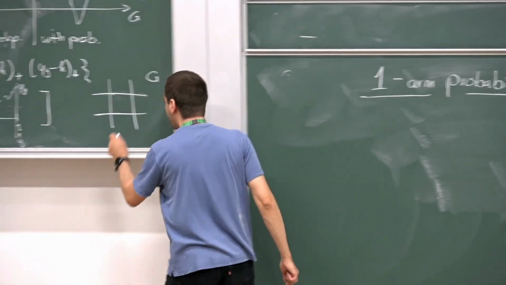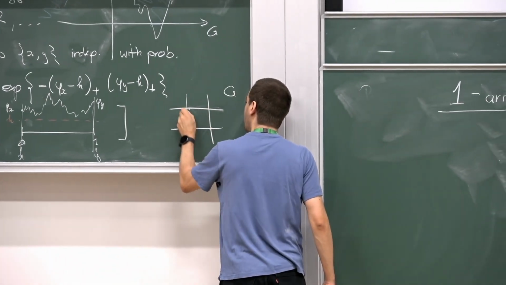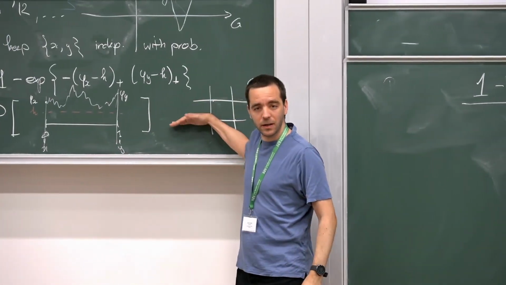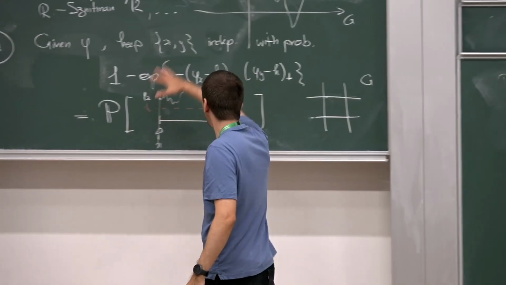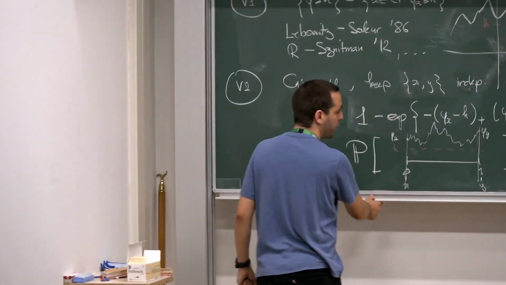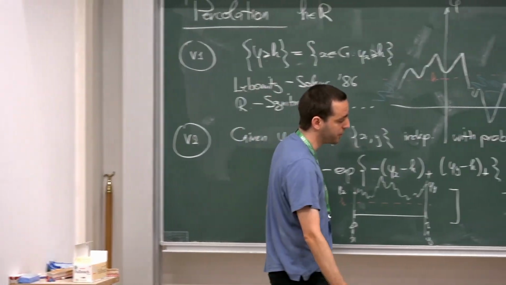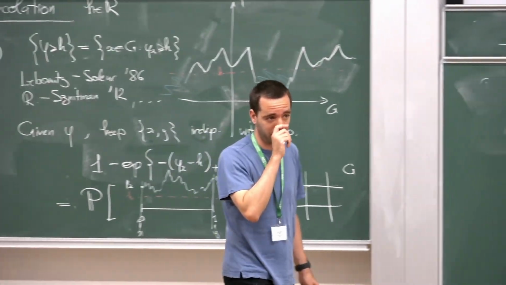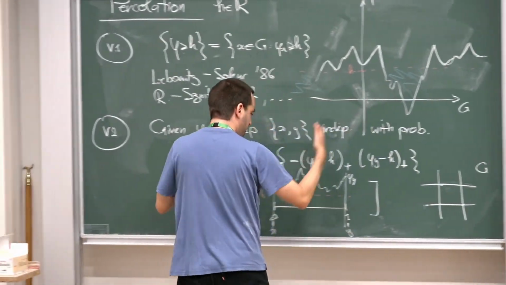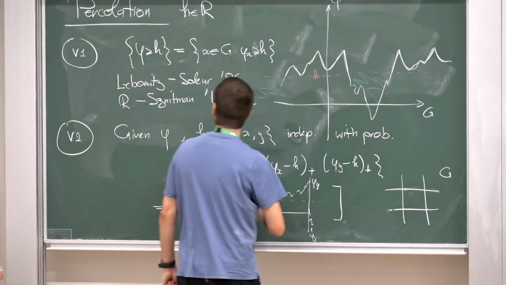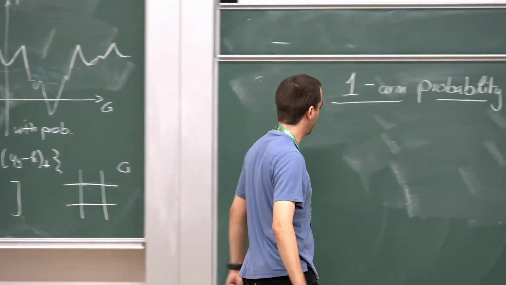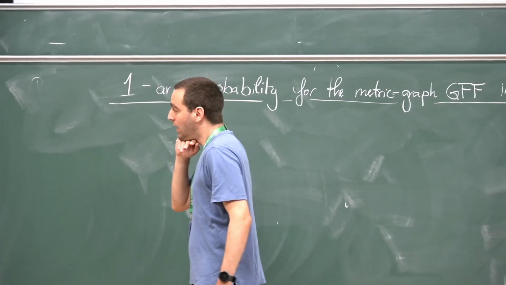So instead of looking just at the free field on this discrete graph, you are actually adding these one-dimensional intervals, and this is just a way to rephrase percolation of the Gaussian free field on this continuous extension of the discrete graph. But it's the same. I mean, you could also define this as the excursion sets of the free field on this metric extension.